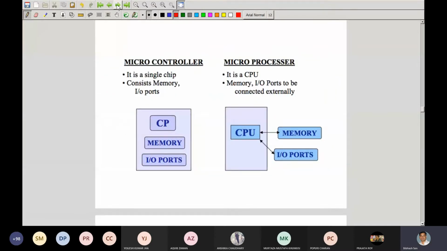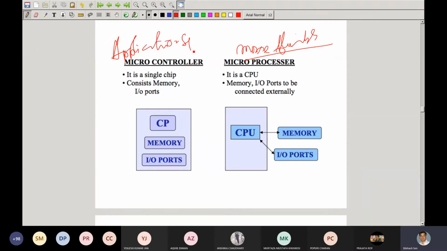Next is microprocessors, and one is microcontroller. You will get this concept regularly. Be careful. Microprocessor and microcontroller. Microprocessor is more flexible. That is the advantage, but it is application specific.